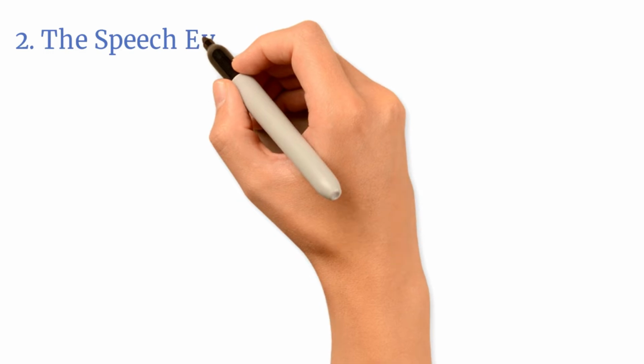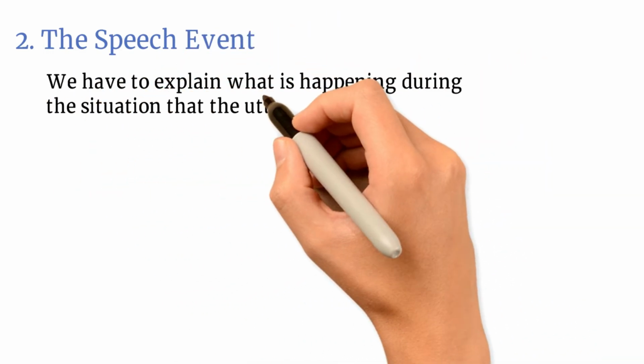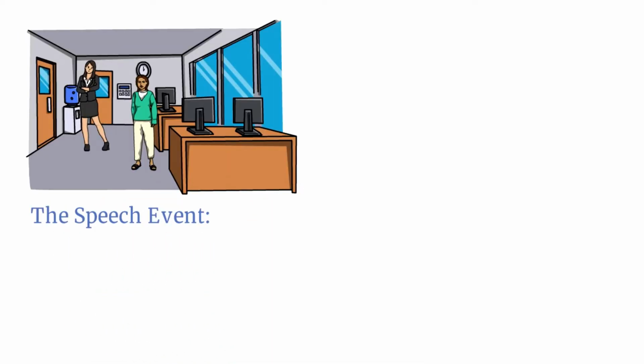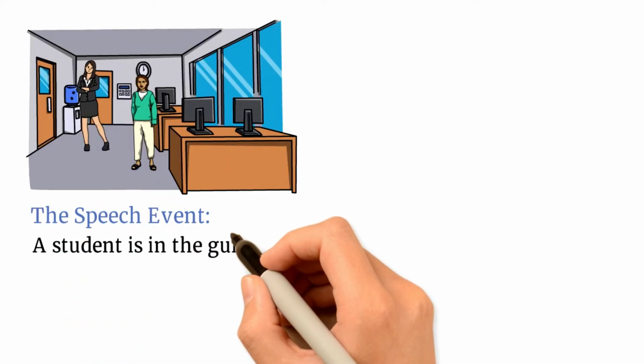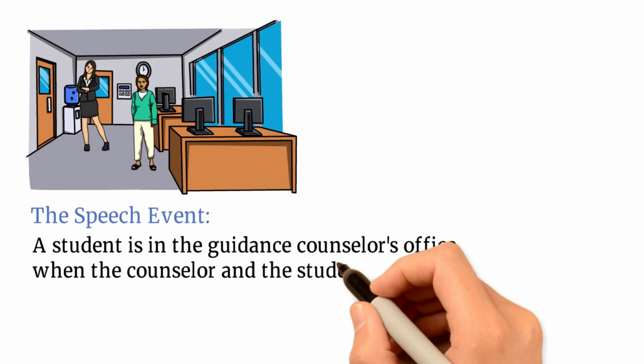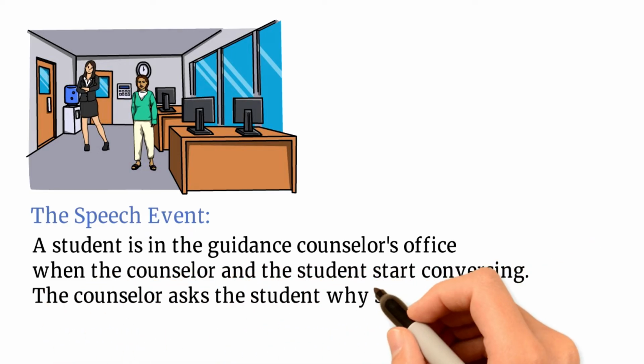In the speech event, we basically have to explain what is happening during the situation that the utterances take place. In the given dialogue above, we can explain that a student is in the guidance counselor's office. When the counselor and the student start conversing, the counselor asks the student why she keeps getting bad grades.